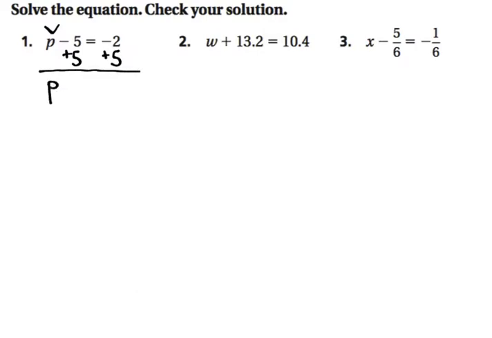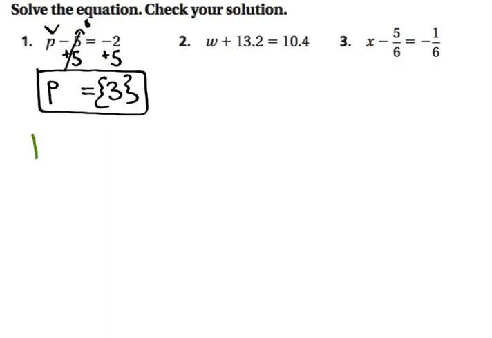P plus 0. We don't usually do the plus 0 because it's 0 now. It is gone. And negative 2 plus 5 is 3. We now have a solution. P equals 3. And we can check that solution.